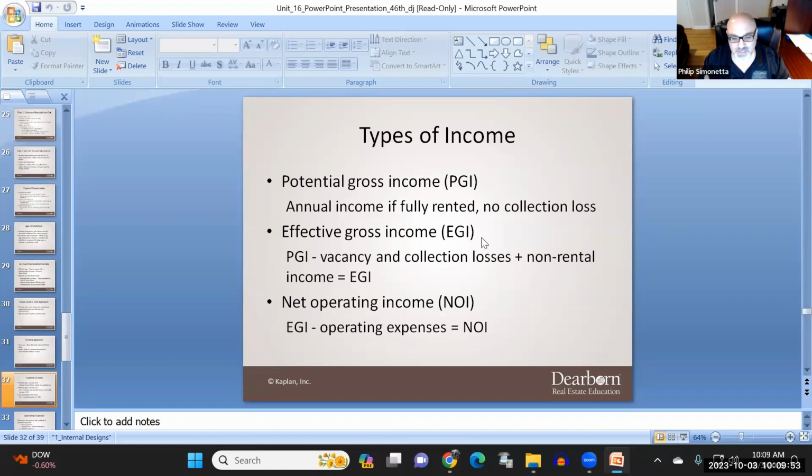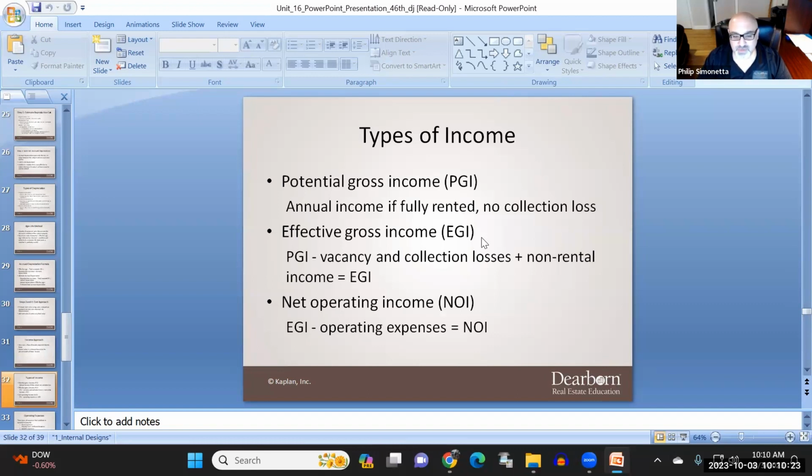So to get the EGI, you take the potential gross income, which was the most you can make, subtract the vacancy and collection losses, and then you would add back in anything from the washing machines and vending machines, and that would give you your effective gross income. Okay. So potential gross income is the most you can make. For effective, you take out the vacancy and collections, and any non-rental income gets added in. Now you have your effective gross income.